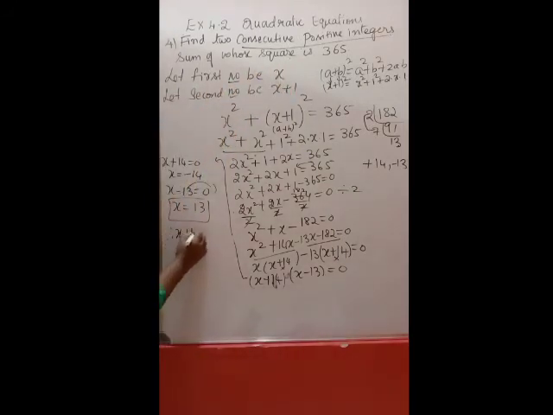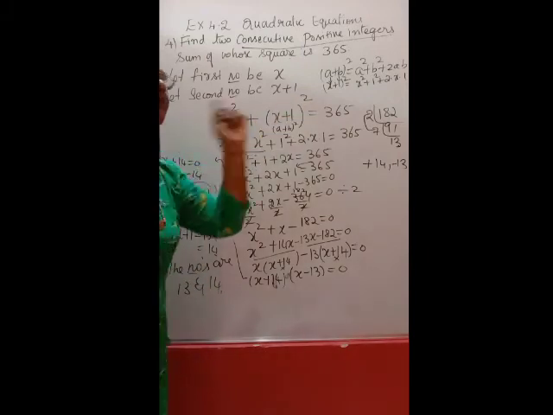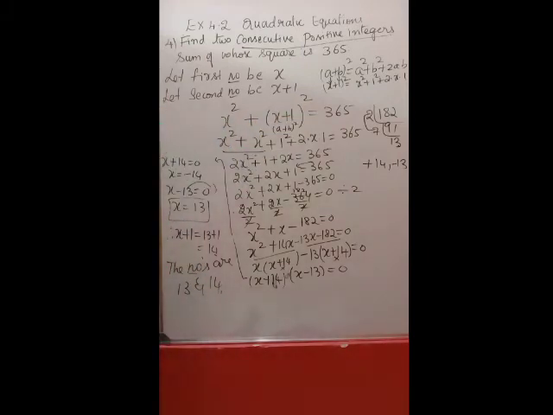Therefore, x plus 1 is equal to 13 plus 1, that is equal to 14. Therefore, the numbers are 13 and 14. So the two consecutive numbers are 13 and 14. When you square these two numbers, you will get 365. The square of 13 plus the square of 14 will give you 365. So this is how you can solve it.